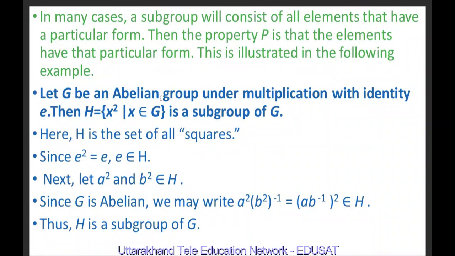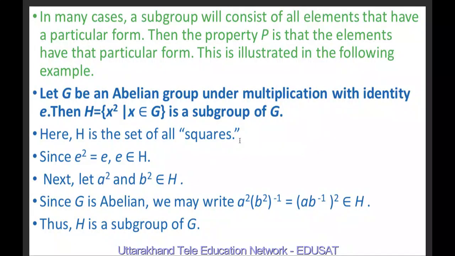Let G be an abelian group under multiplication with identity E, and H is defined as {x squared such that x belongs to G}, and this is a subgroup of G. Here H is the set of all squares. See, H is equal to x squared such that x belongs to G. It means H is a set of all squares of the elements of G.